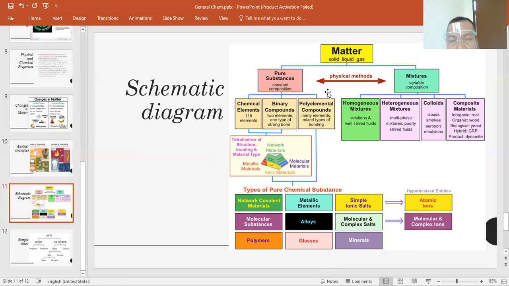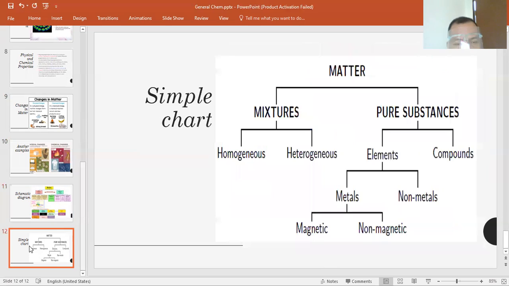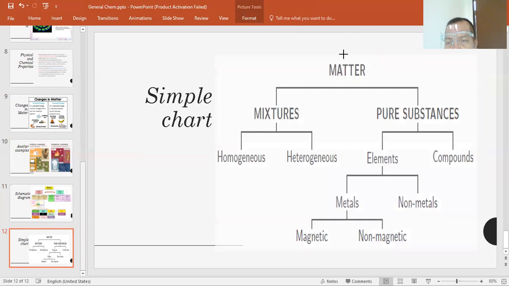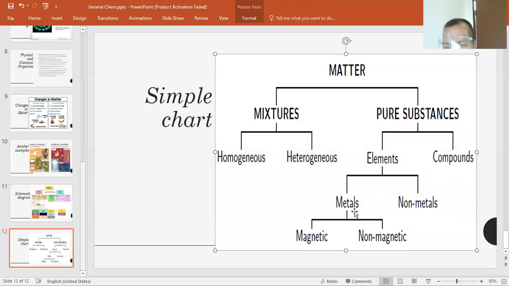So this is the schematic diagram for matter. I will give you a simple one. Matter is classified as mixtures and pure substances. Mixtures can be homogeneous or heterogeneous. Under these we have solution, suspension, and colloids. For pure substances, we have elements and compounds. Elements are metals, nonmetals, and metalloids. Metals may be magnetic or non-magnetic. Compounds are organic or inorganic. Okay.